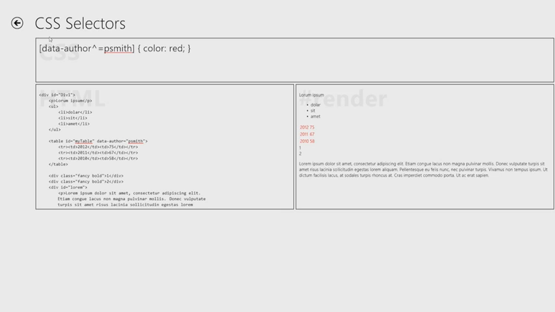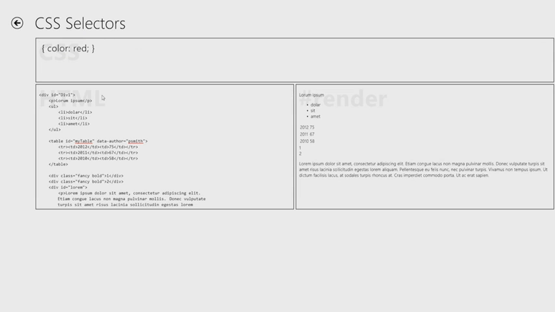Now you can also say that it matches any part of it with an asterisk equals. So now anything that contains P. Smith, which P. Smith does, or anything that just contains Smith, or anything that just contains P. So those all match, you can tell because my table is still red. But E, no, that doesn't match. It's nowhere in the author's name. So that is the attribute selector.